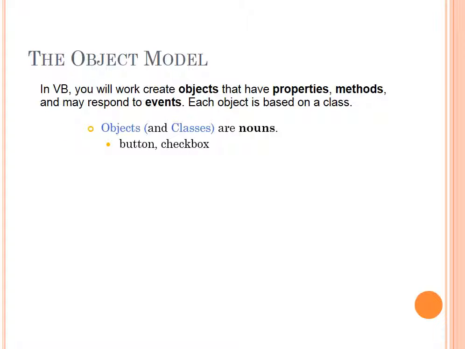Okay, to help you understand what these terms mean, objects and classes tend to be nouns. They tend to be names of things. A button, a checkbox, a menu, okay? Properties tend to be adjectives. Color, size, shape. The red button, the large button, the square button. So they are words that tend to modify. And again, this is not really how it's described in the textbook. This is kind of how I look at it.